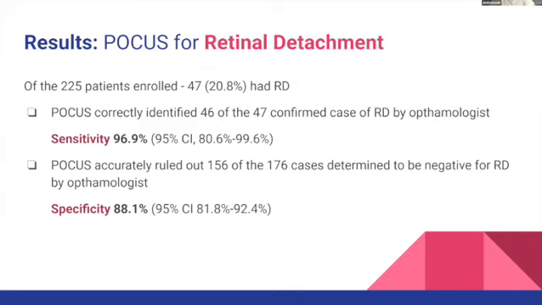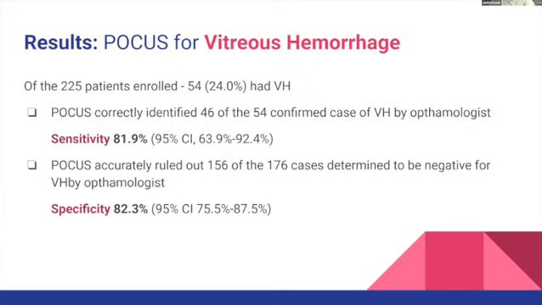So the results for retinal detachment: 47 had retinal detachment, and POCUS correctly identified 46 of these 47 cases. That gives a sensitivity of 96.9%, and those are the confidence intervals within 95%. Of the 176 that were determined to be negative for retinal detachment, POCUS accurately ruled out 156 of them for a specificity of 88.1%. Coming along to vitreous hemorrhage, 54 had vitreous hemorrhage by ophthalmology.